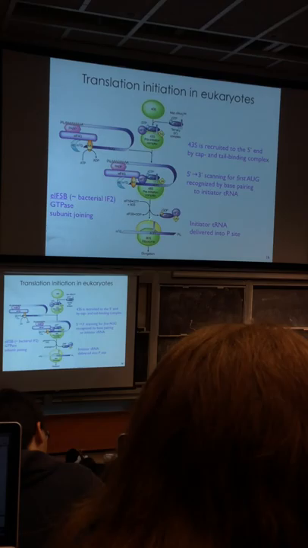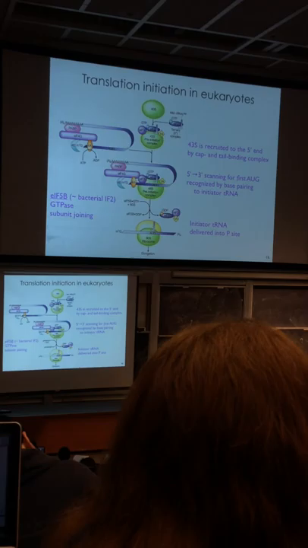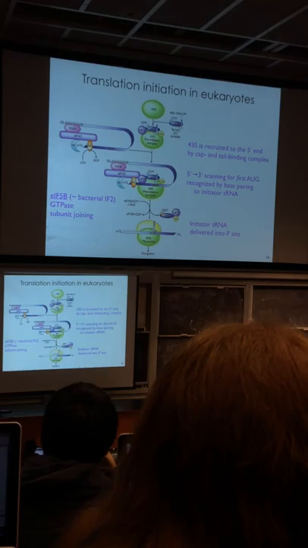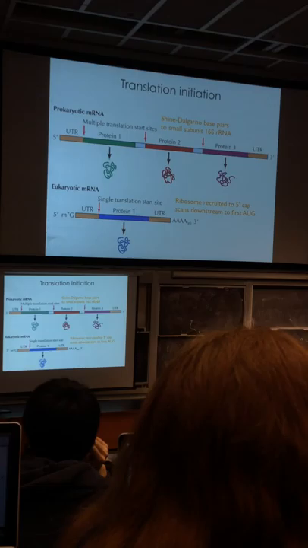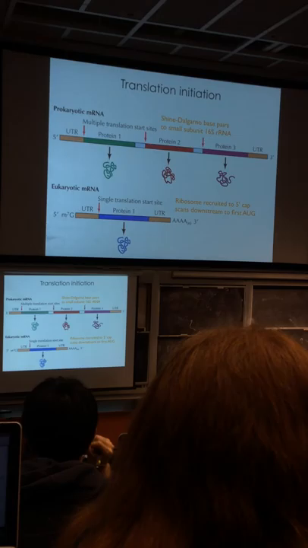And again, the initiator tRNA, which is base paired to the mRNA, is delivered directly into the P site of the large subunit, setting up a complex that's competent for translation elongation. The second codon of the transcript is in the A site, and the first elongator tRNA can come in.